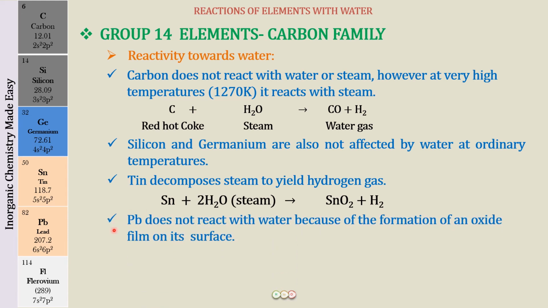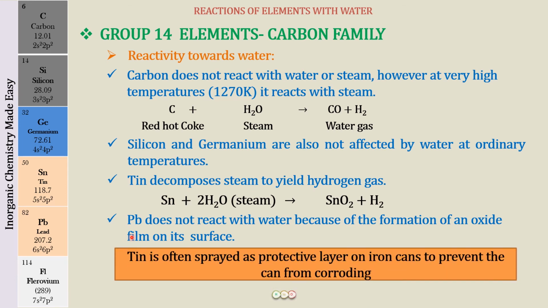The next we have is lead. Lead also does not react with water because of the formation of an oxide film on its surface, and that is why lead pipes were used for the transport of water. One more important application that you can remember is that tin is often sprayed as a protective layer on iron cans to prevent the can from corroding, because tin does not react with cold water. It just reacts with steam, and iron is very prone to corrosion. So you can use tin to spray on the iron cans as a protective layer.